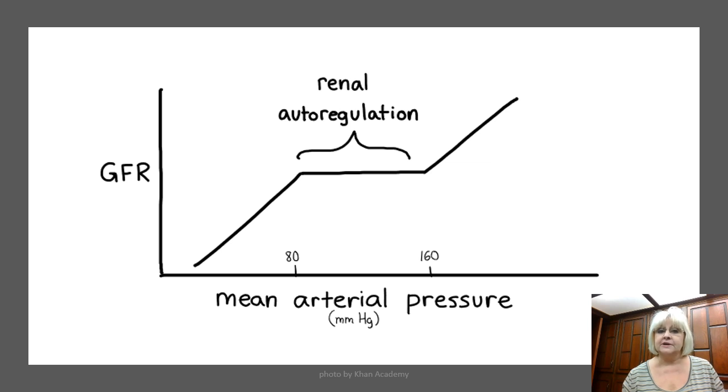However, it can malfunction if you have a kidney disease. So the glomerular filtration rate is on the left of the graph, over the mean arterial pressure on the bottom. Notice the renal autoregulation, where the GFR is maintained by that constriction or dilation.